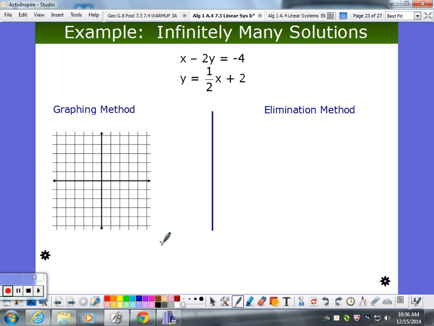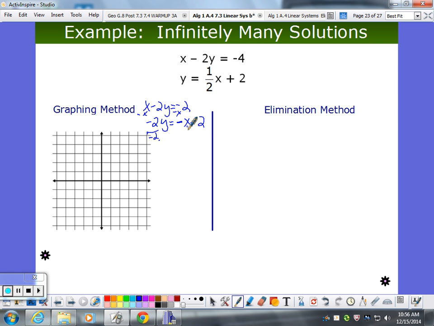Oh, it's got a fraction in it. Oh, no. Well, first of all, let's use the graphing method. I'm okay with this for graphing, right? This one I got to fix a little bit. x minus 2y equals negative 4. So negative 2y equals negative x minus 4. What did I just do there? I subtracted x from both sides. So hopefully we're getting a little tiny bit faster with that.